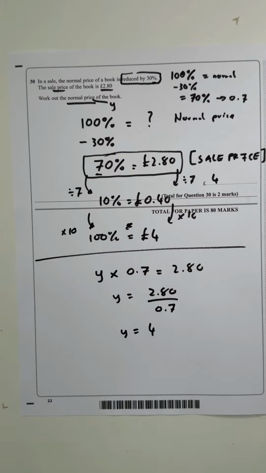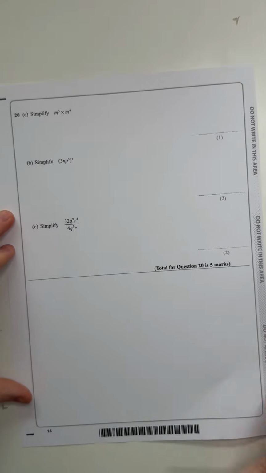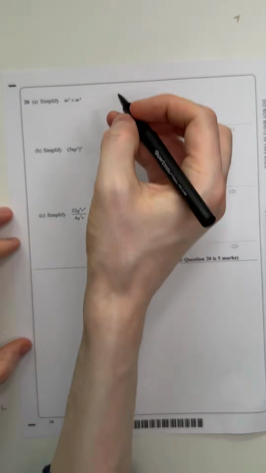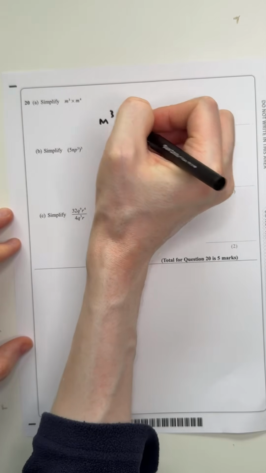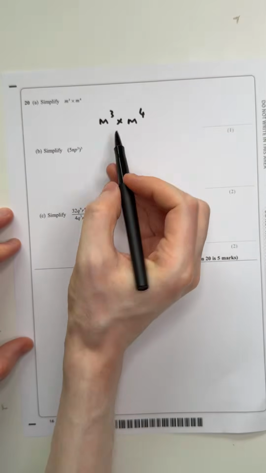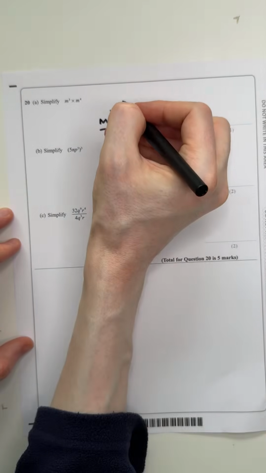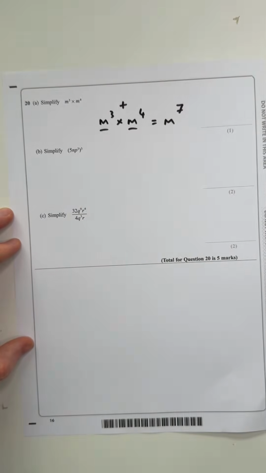Next one here is a few questions on indices. Again, the bottom one's a bit more tricky. So question A, we've got m to the power 3 multiplied by m to the power 4. If you're multiplying and you've got the same base, you keep the base the same and add the powers. So 3 add 4 gives you 7.